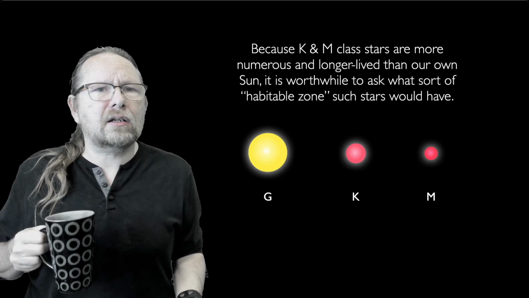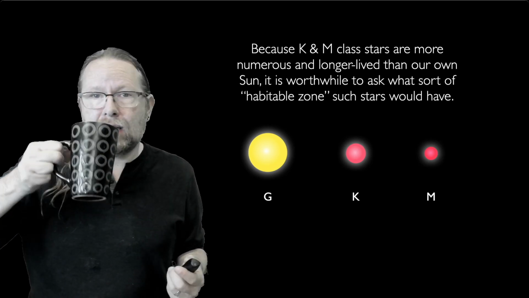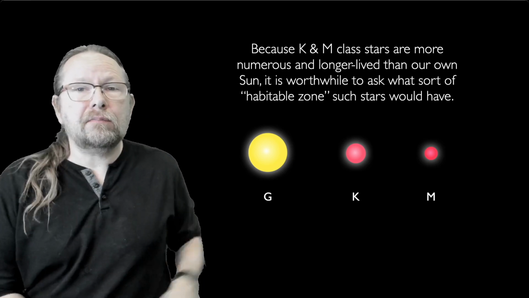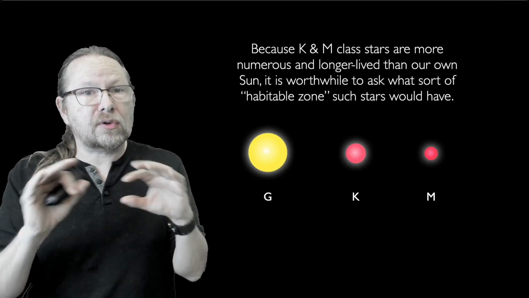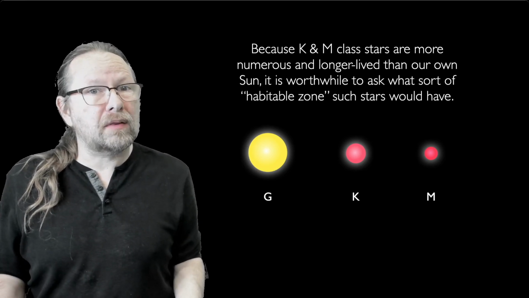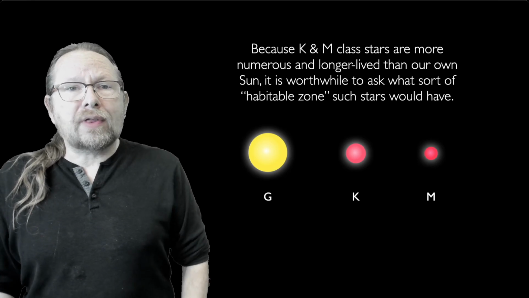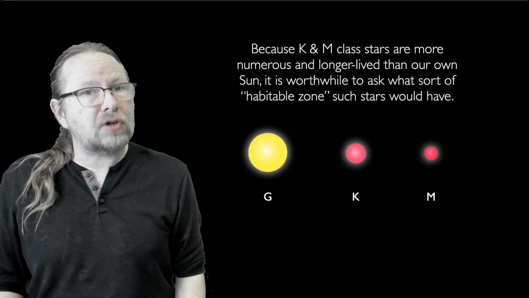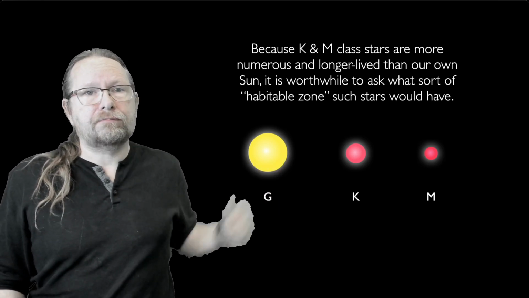So let's talk a little bit about what the habitable zones might be like around a K or an M star. Obviously, the stars are dimmer, so they give off less heat and light. They're cooler, so the light they give off is redder and is going to warm the planet less efficiently. So the habitable zone of a K or an M star is going to be closer to its star than the habitable zone of our Sun.